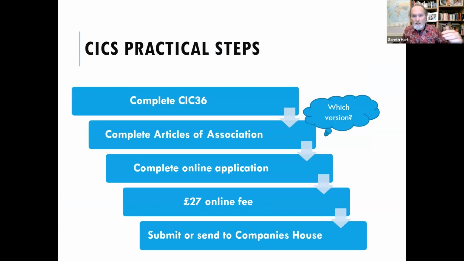To set one up, there is a process to follow. I'm not going to go through that now, but it's quite straightforward. The CIC 36 is a really simple document with a few bullet points, and there's a process online to go through. If you want to go down that route, I'd strongly advise getting back in touch with Katie or myself to go into that in much more depth. We can guide you through that process. £27, nice and simple.